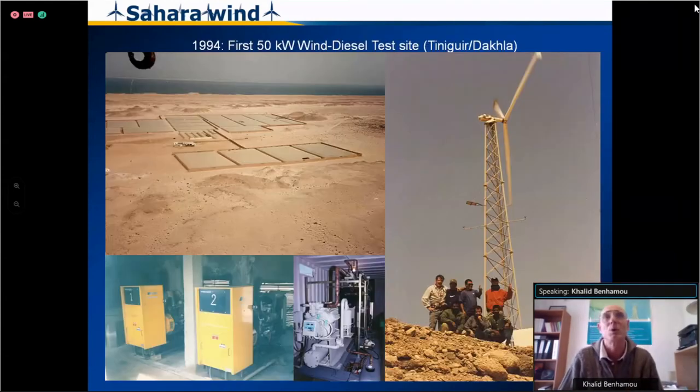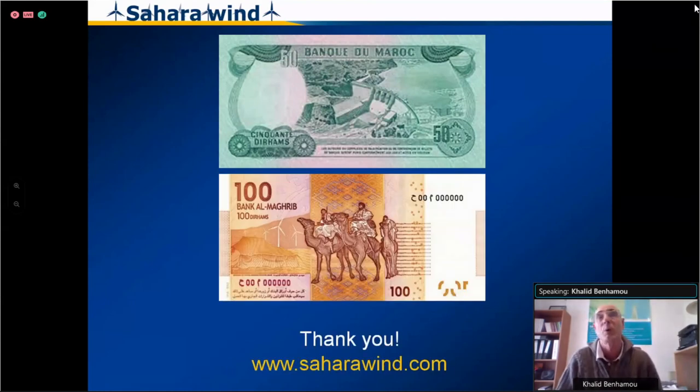And just to conclude, this was the first wind diesel test site that I installed in 1994 on the Sahara coastline. Back then, the main challenge was precisely to manage the loads because the wind generated power was so high. And the idea was to make sure we could desalinate and engage in sustainable agriculture. And so with that, I think I conclude. The last slide is the banknote of Morocco showing the hydro projects of the 60s. And now the last one is the wind turbines in the desert. You can see that water and access to water is always central in this region. I thank you very much for your attention.